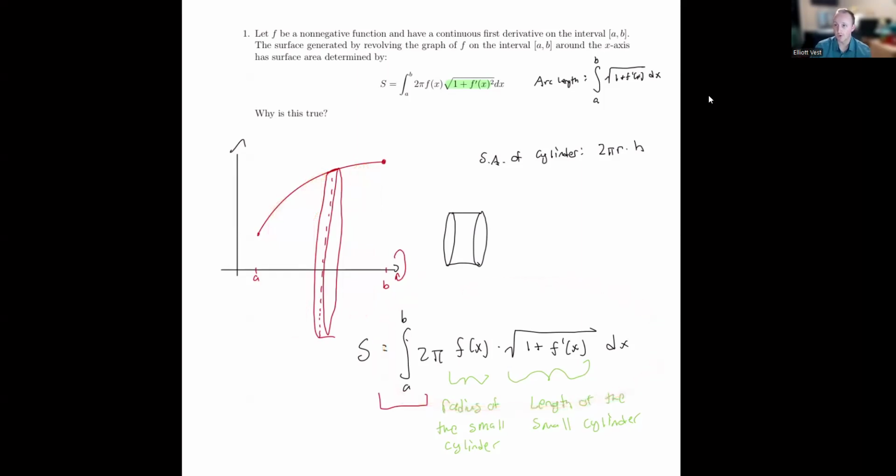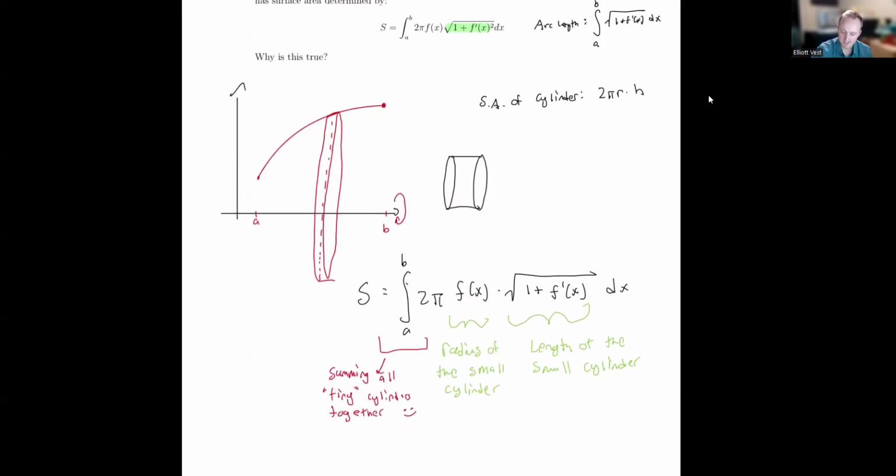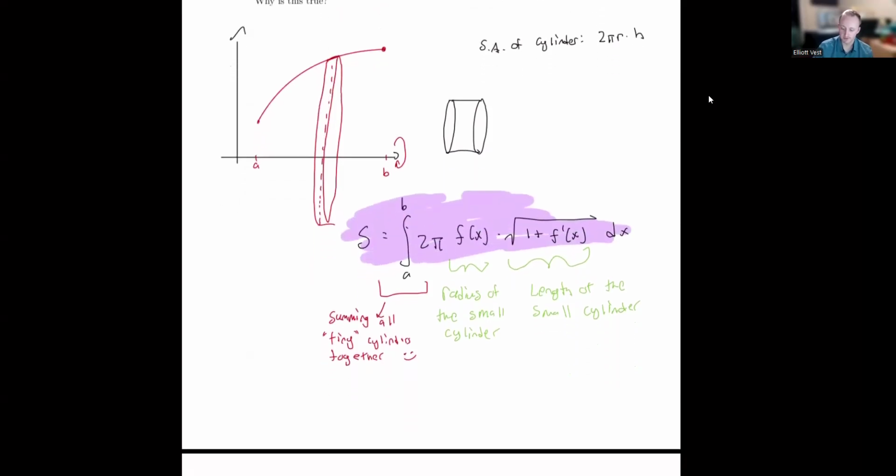creates this integral formula. So I'm just going to put summing all, I'll put tiny in quotation marks, tiny cylinders together. And then that gives us a happy face, because that is the formula that we started with here. So that is why we start with this formula in the first place.